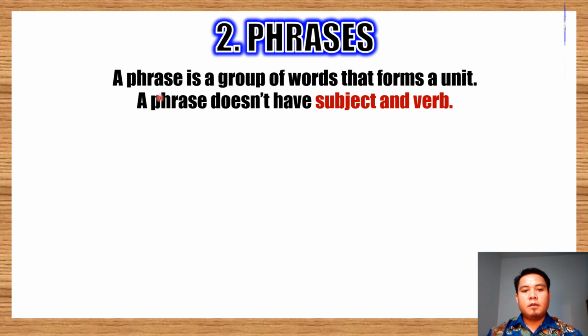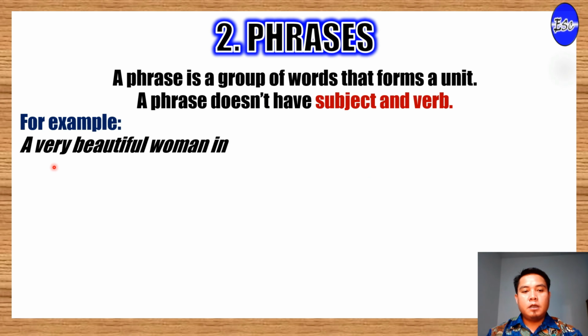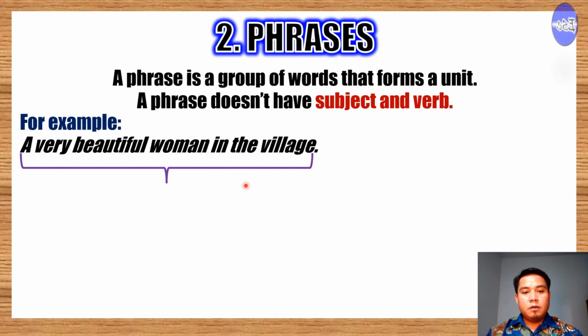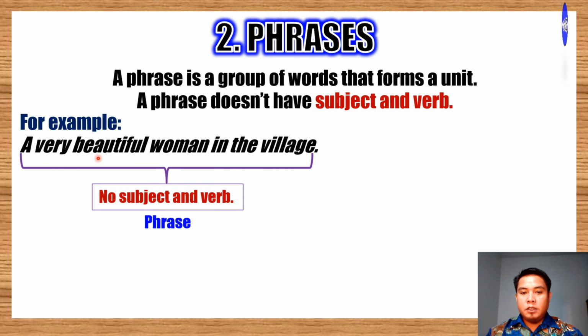Phrases. A phrase is a group of words that forms a unit. But bear in mind, a phrase doesn't have a subject and verb. For example, a very beautiful woman in the village. In this combination of words, there is no subject and verb. That is why this is called a phrase. So it doesn't matter how many words, as long as there is no subject and verb, it is a phrase.